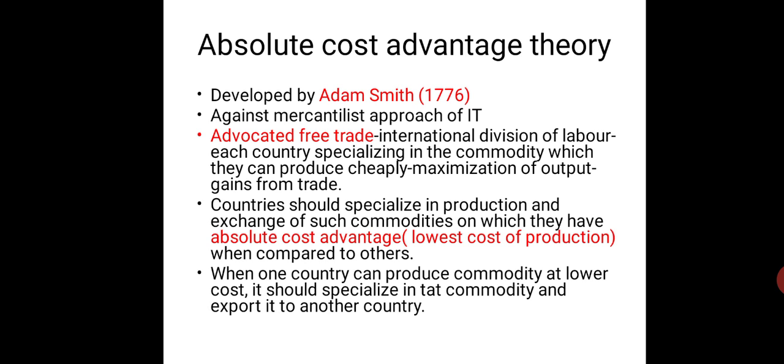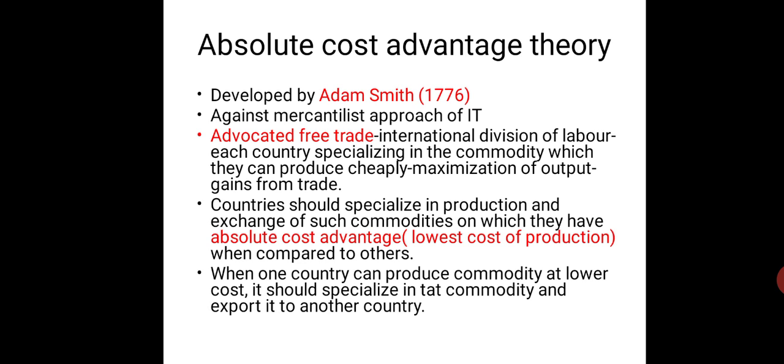Each country will start specializing in the commodity which they can produce cheaply, so that there will be maximization of output. Production will increase, productivity will increase, and the surplus can be traded to another nation where that same commodity has to be produced at a higher price. Thus they can gain from the trade. Countries should specialize in the production and exchange of commodities on which they have absolute cost advantage, which means the commodities which they can produce at a lower cost of production when compared to other countries.